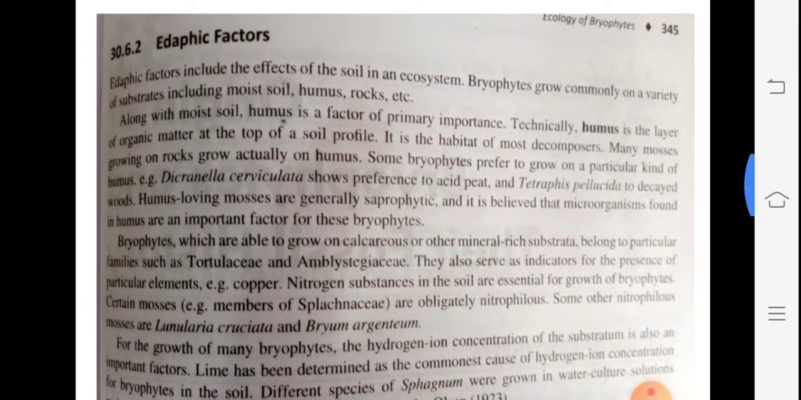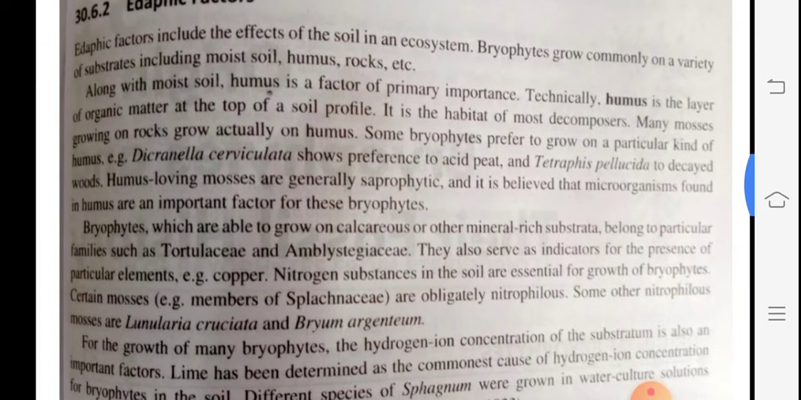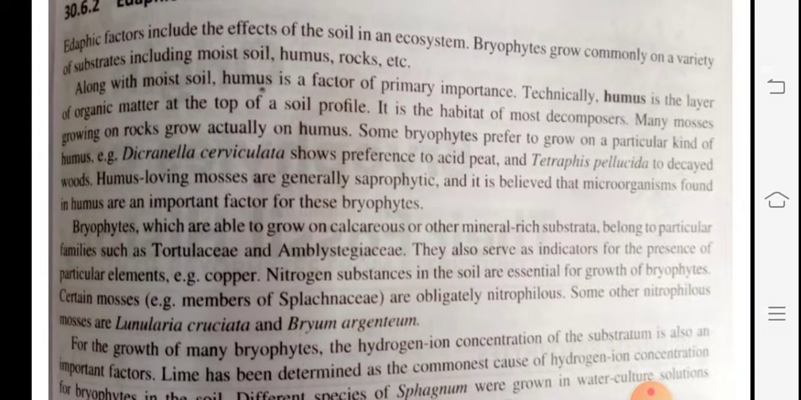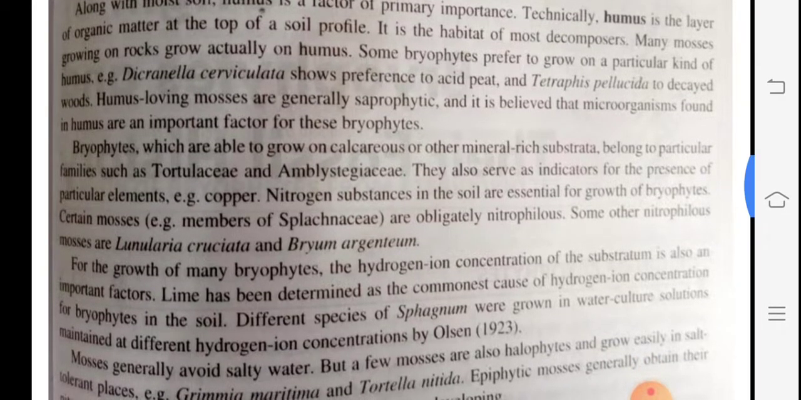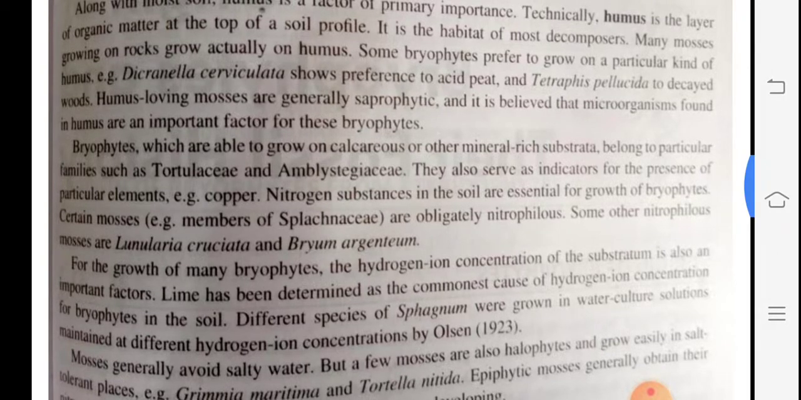Then in relation to this, the edaphic factors are there. Edaphic is related to soil characters. Moist soil and humus are the major requirements of the bryophytic plant. Rocky habitats are also there. Moist soil and humus are of primary importance. The humus layer of organic matter is generally present at the top of the soil profile. As we know, the decomposers play an important role in this, and therefore the formation of this humus occurs.